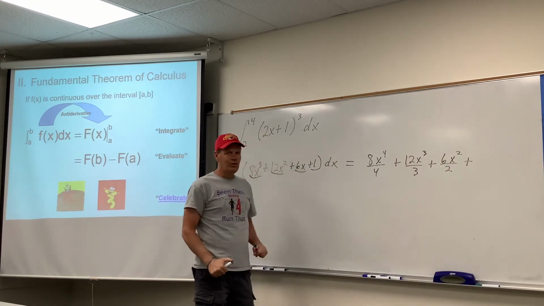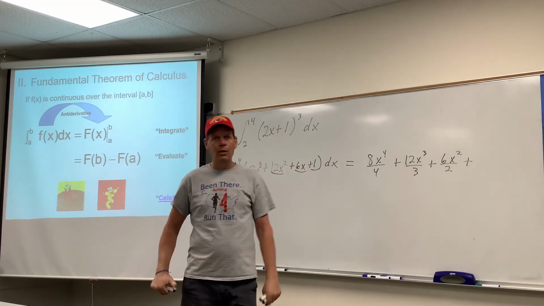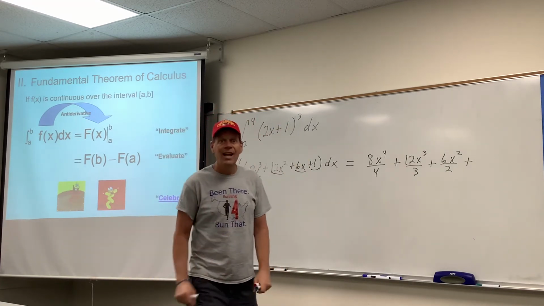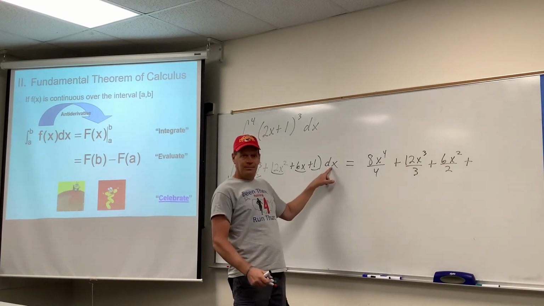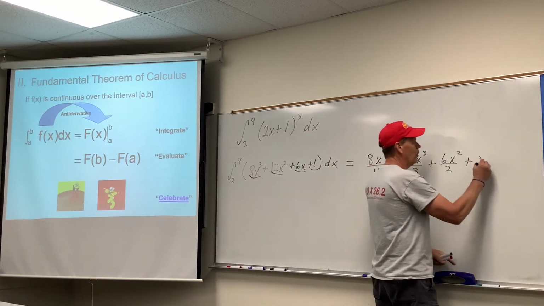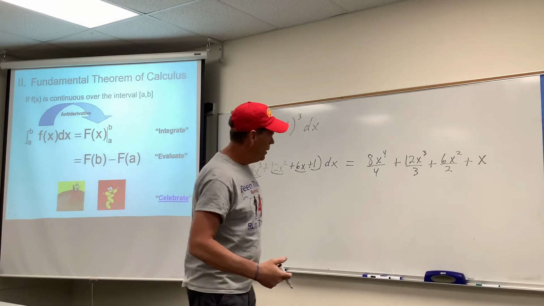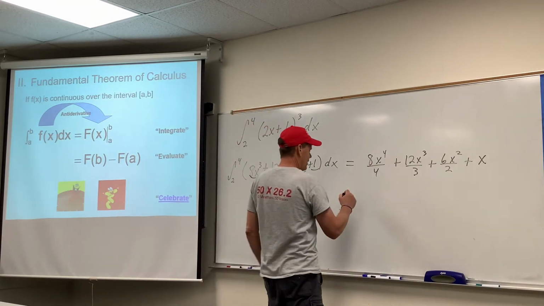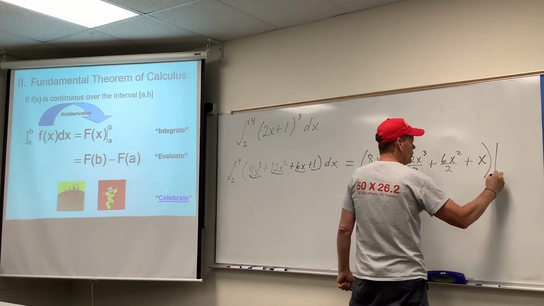You know what you're supposed to ask me when I ask you, what's the antiderivative, what's the integral of 1? You're supposed to say, with respect to what variable? X. That'd be x, because if it was with respect to t, that would be a t, wouldn't it? So that dx is telling us that. And then this is to be evaluated from 2 to 4.